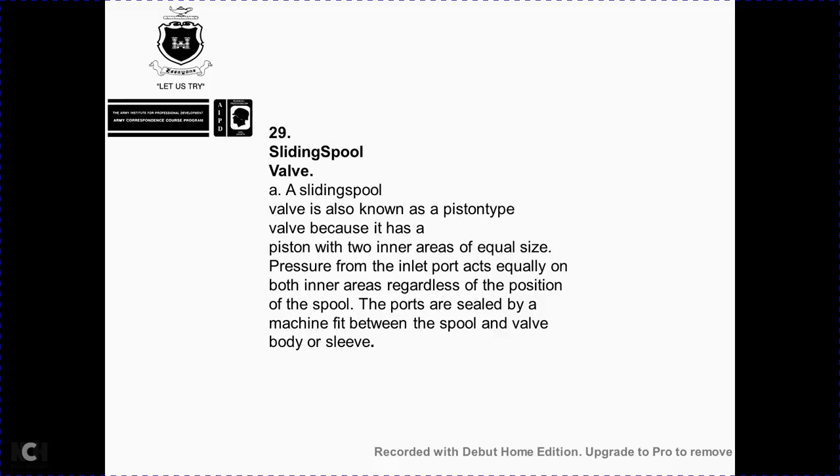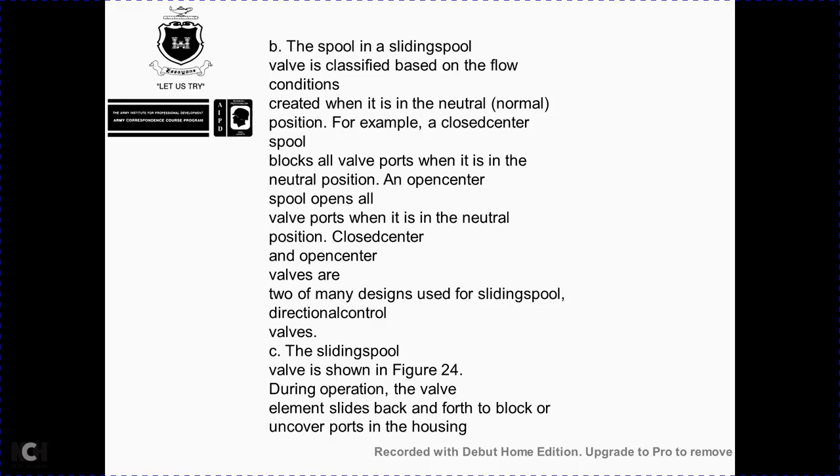A sliding spool valve is known as the piston type of valve because of the 2 pistons on the spool. Pressure at the inlet ports acts equally on both inner areas regardless of the position of the spool. The ports are sealed by the machine fit between the spool valve and the body sleeve. The spool and sliding valve are classified based on the flow conditions created in the neutral position. For example, the closed center spool blocks the valve ports in its neutral position. The open center spool opens the valve ports in its neutral position.